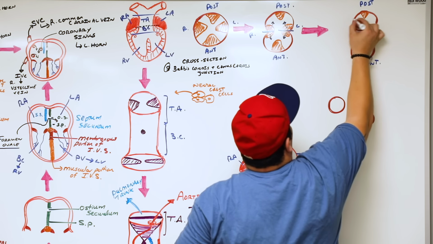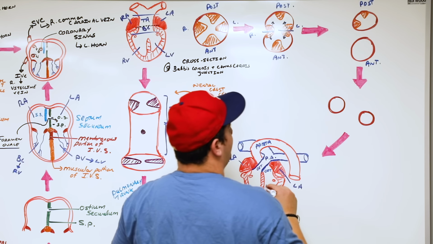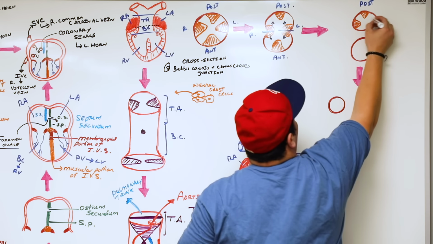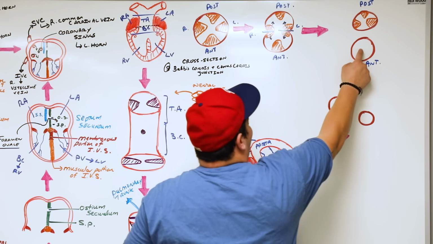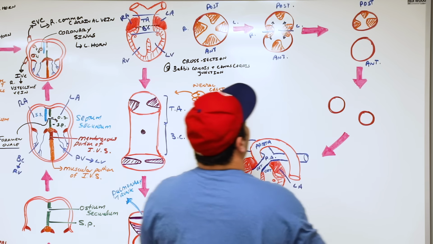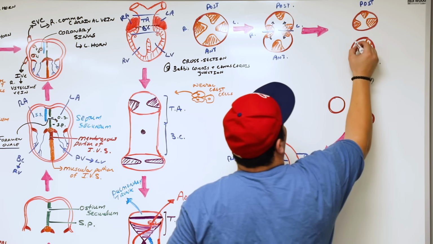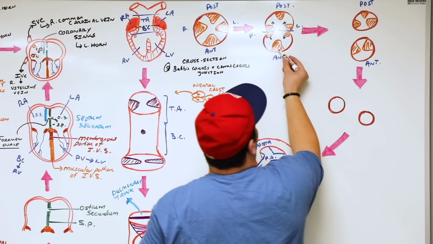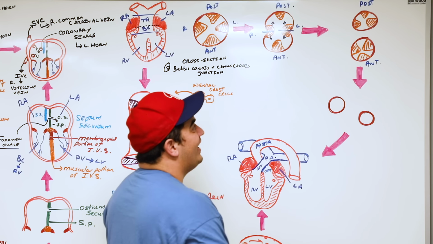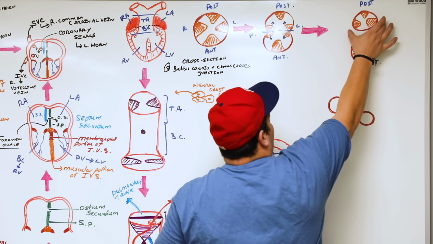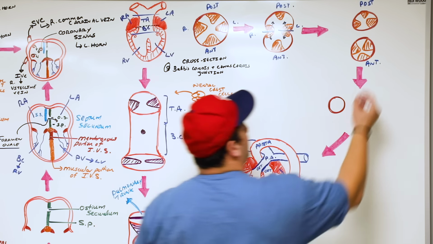You'll have a posterior endocardial cushion and then half of the right endocardial cushion, and then half of the left endocardial cushion. Same thing here in the anterior portion. You'll get half of the left endocardial cushion, half of the right endocardial cushion, and you'll get the whole anterior endocardial cushion. This posterior outflow tract is going to be for the aorta.